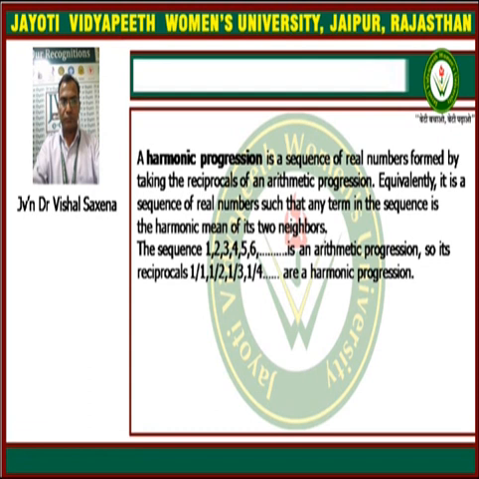Now we see what is a harmonic progression. A harmonic progression is a sequence of real numbers formed by taking the reciprocals of an arithmetic progression. Equivalently, it is a sequence of real numbers such that any term in the sequence is the harmonic mean of the two neighbors. If we have an arithmetic progression, then a harmonic progression can be made by taking the reciprocal of the terms of the arithmetic progression, and the resulting series is called the harmonic progression.